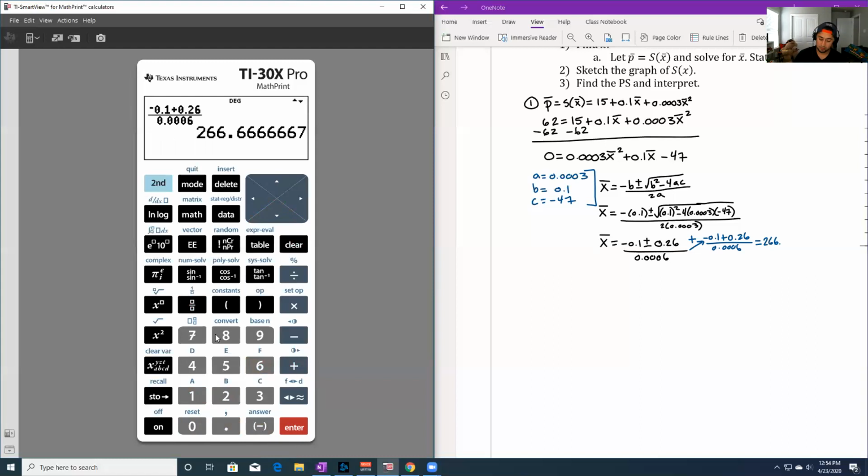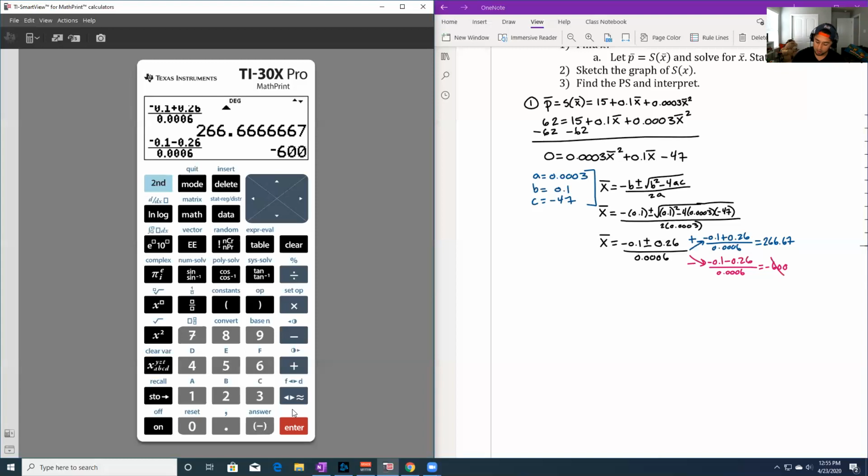Okay. Then try the minus route, which I don't think we'll need. Negative 0.1 minus 0.26 over 0.006. So I'll just take the same thing from above and subtract. And I get negative 600. Well, remember, x is demand here. So can we use negative demand? No. So this is out.